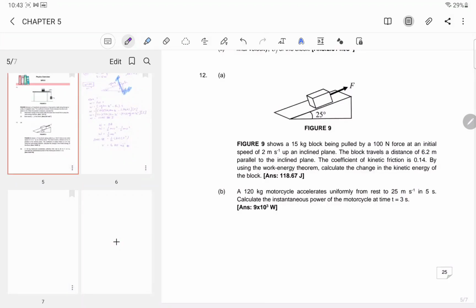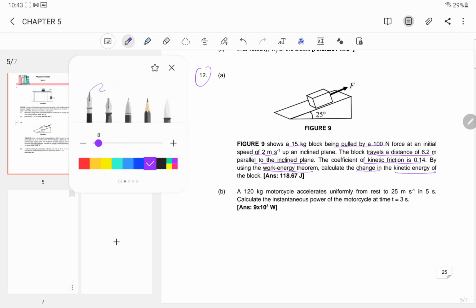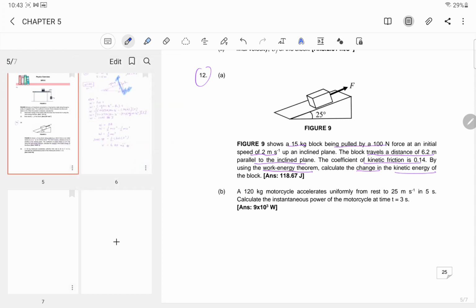Okay, so now we continue to number 12. The figure shows a 15 kg block being pulled by a 100 Newton force at an initial speed of 2 meters per second up an inclined plane. The block travels a distance of 6.2 meters parallel to the inclined plane. The coefficient of kinetic friction is 0.14. By using the work energy theorem, calculate the change in kinetic energy of the block. Here you have to sketch and label the forces acting on the block.